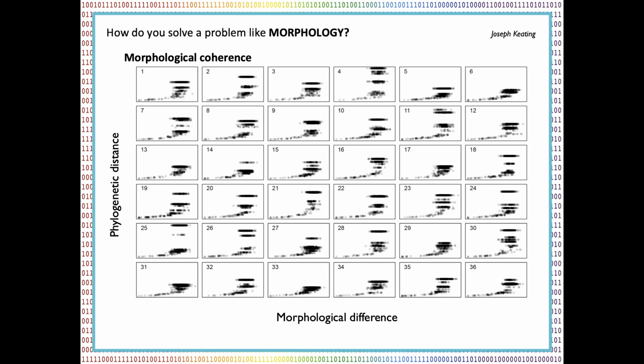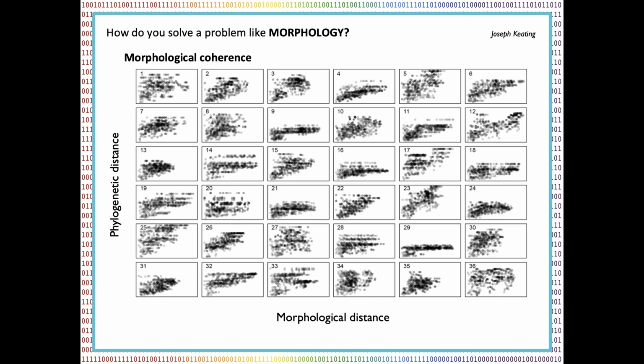Sure enough, data simulated under the stochastic model shows an expected pattern of morphological coherence, suggesting that evolution is divergent. However, data simulated under the selection model shows a very different pattern. Importantly, there are taxon pairs that occupy the top left of these plots, indicating these taxa are very distantly related, yet have very few morphological differences.